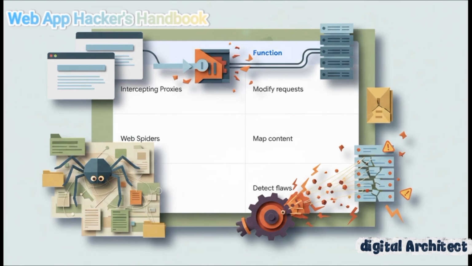So let's break down the core arsenal in this toolkit. First up, the intercepting proxy. This is absolutely the most vital tool. It sits right between the hacker's browser and the target server, allowing them to freeze, inspect, and modify every single request before it hits the network, completely bypassing any client-side rules. Next, web spiders. These tools automate the entire mapping process, rapidly crawling through every directory and hidden file to find the application's true boundaries. And finally, fuzzers.